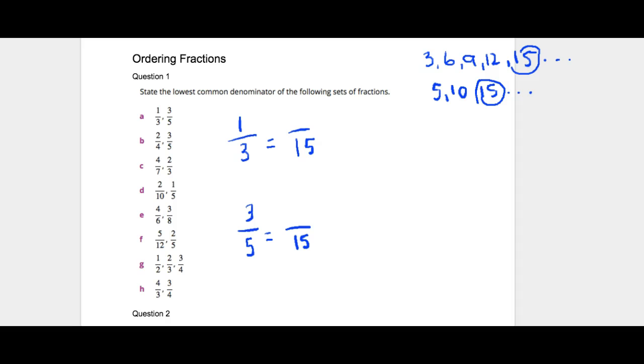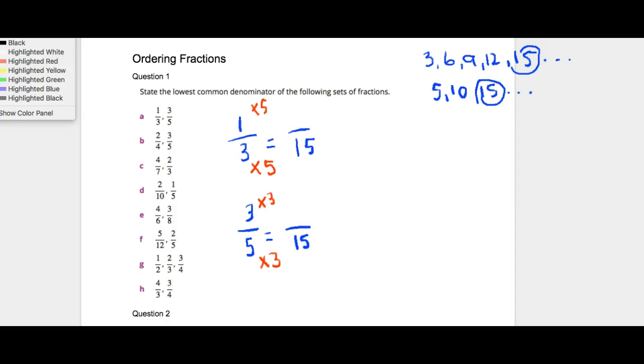Now in doing this, whatever you have increased the denominator, this bottom number by, you must do the same to the top. Okay, so to get 3 to 15, what do we multiply that by? We had to multiply that by 5. And 5 to get to 15, we multiplied that by 3. So whatever we do to the bottom, we have to do to the top. So times 5, and this one was times 3. So 1 times 5 is 5, and then 3 times 3 is 9.